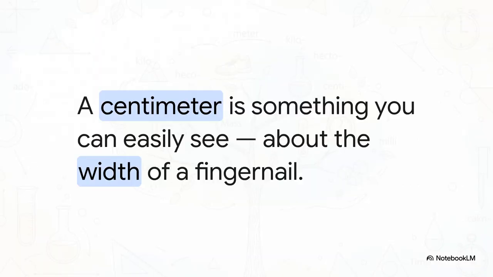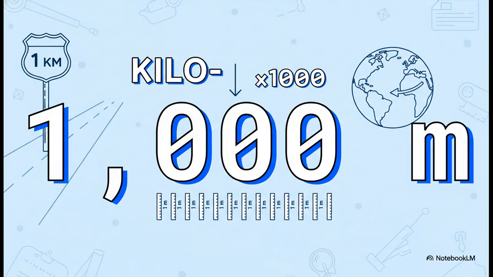And to make this a little more real, think about it like this. A centimeter is something you can actually see. It's about the width of your fingernail, which means a millimeter, which is just 1/10 of that, is tiny. This kind of gives you a physical feel for the scale we're talking about. And of course, when we talk about big distances, like on a road sign, we use kilometers. And now you know exactly what that means. It's not just some random unit. It's just kilo, our word for 1,000, attached to our base unit, the meter. It's literally right there in the name.